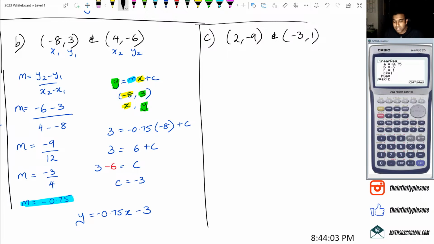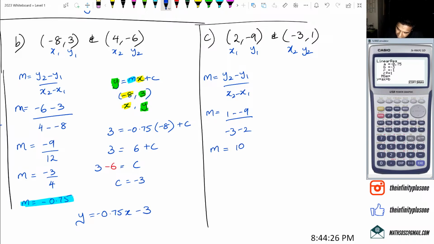All right. So we're going to find our gradient first. We're going to put down x1, y1, x2, y2. So our gradient is equal to y2 minus y1 divided by x2 minus x1. So the gradient is 1, take away negative 9, divided by negative 3, take away negative 2. So the gradient is going to be 10 divided by negative 5. So the gradient is minus 2.